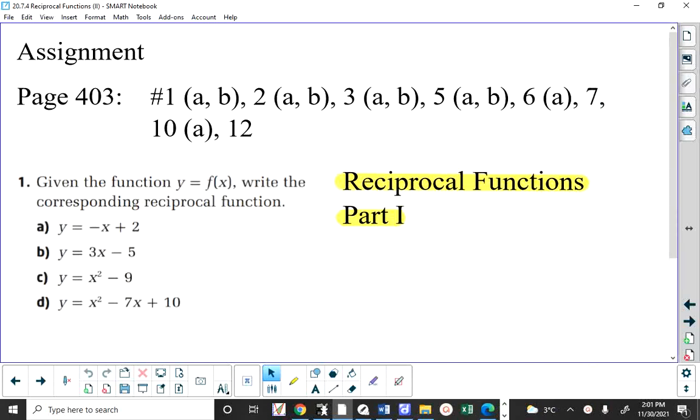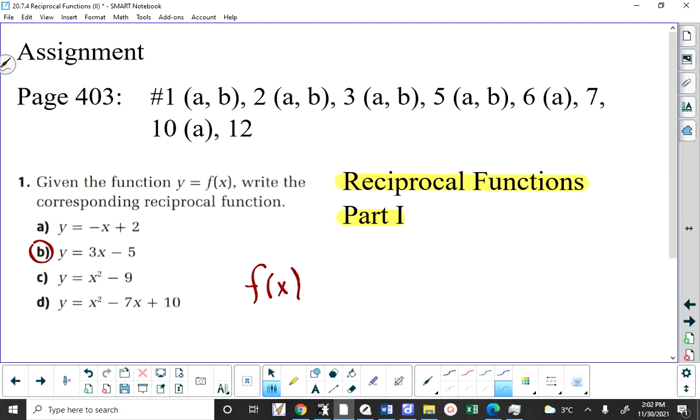What is it we mean when we say a reciprocal function? The phrase reciprocal function doesn't have any meaning unless we're talking about a particular function to begin with. Reciprocal functions mean we start off with an original function, like perhaps, and we can call that original function f of x if we like, equal to 3x minus 5.